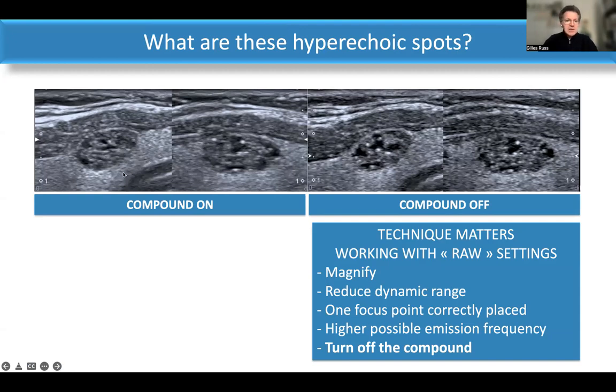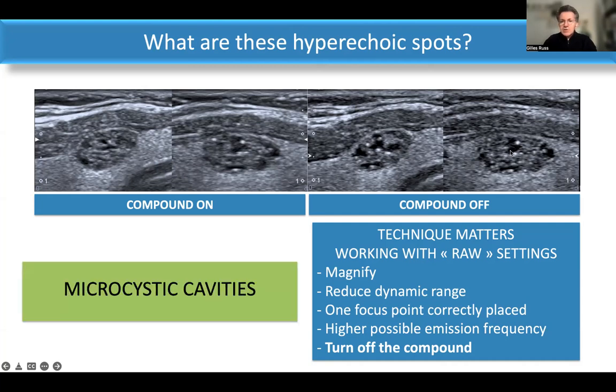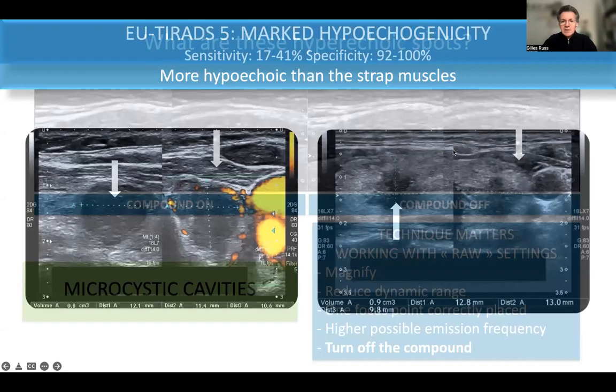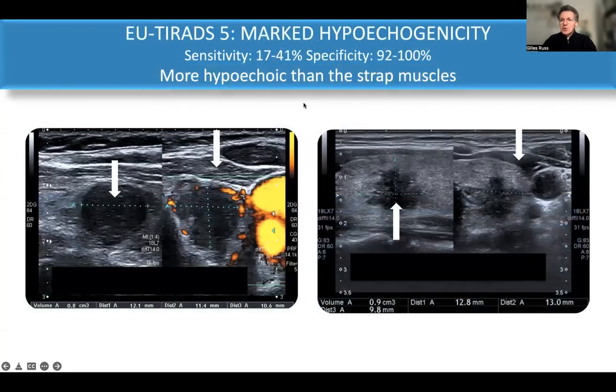So let me show you another example, as this is very, very frequent and in favor of benignity. You see here, I have the compound on, and you cannot differentiate these small hyperechoic foci from true microcalcifications. Now, if you turn the compound off on your US machine, then you will see much better the microcystic cavities, and you will make the good diagnosis.